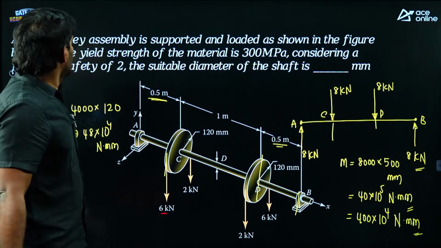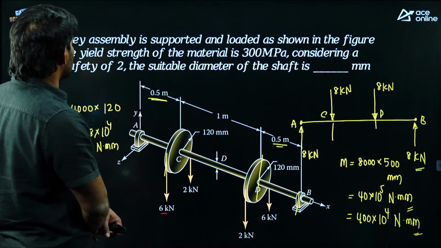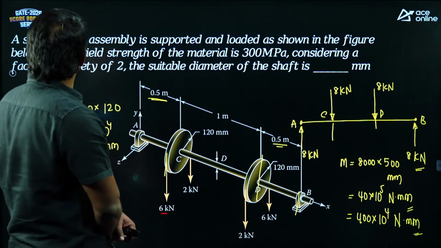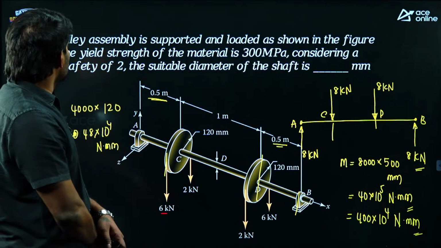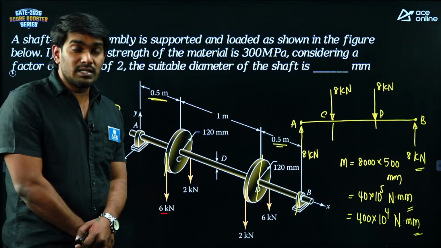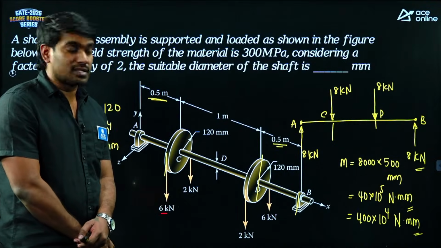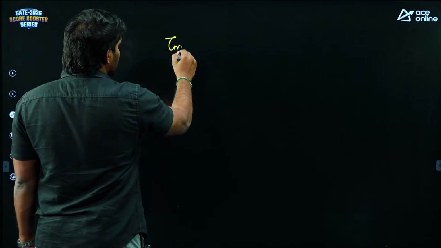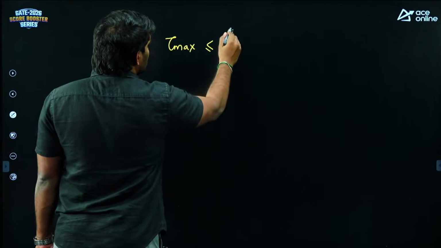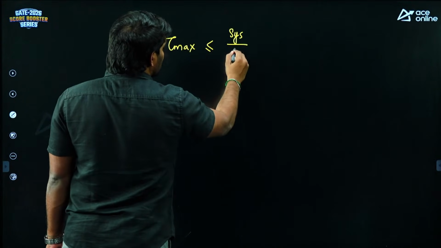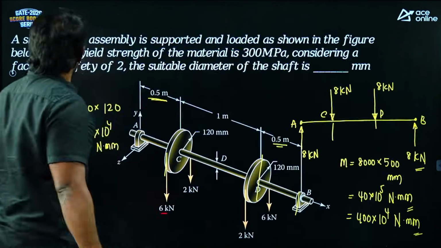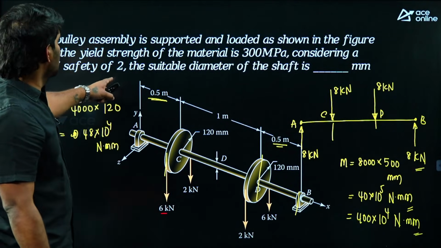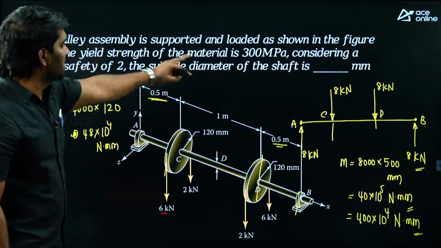Okay, now here what is the theory that he is asking us to consider? The suitable diameter of the shaft is. See, did he specify any theory to be used? When he is not specifying any theory, we tend to consider maximum shear stress theory for safety. Considering maximum shear stress theory, I can say that tau maximum is lesser than or equal to SYS divided by factor of safety. Okay. So did he give factor of safety? Considering a factor of safety of 2, nothing is specified. Yield strength of the material is also given.